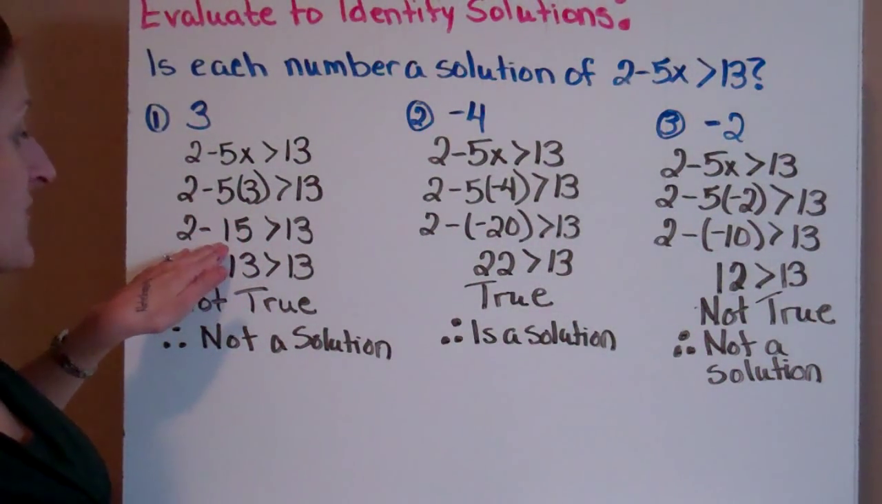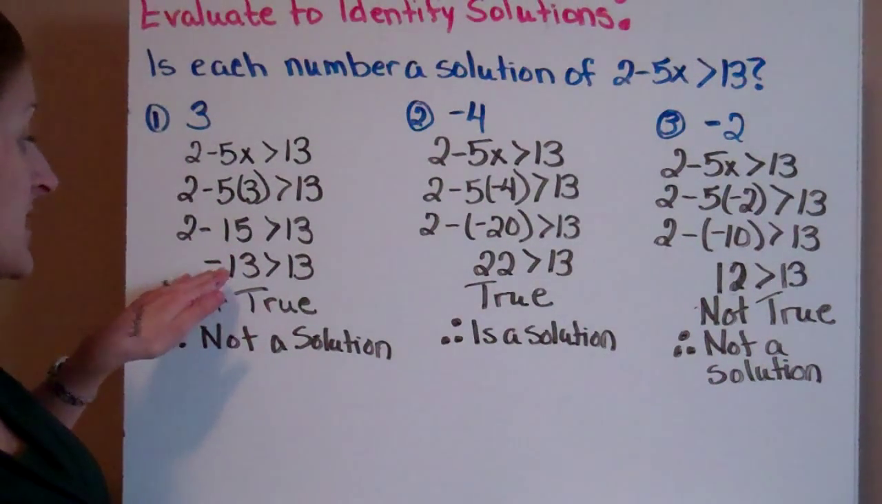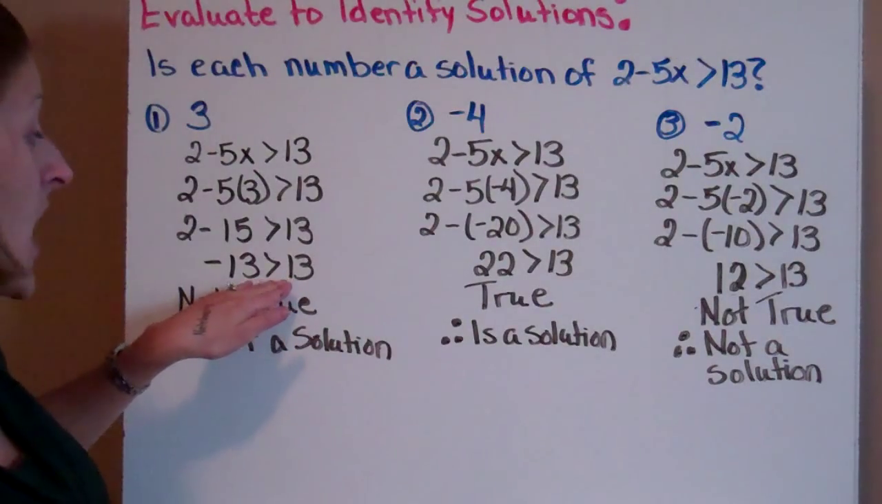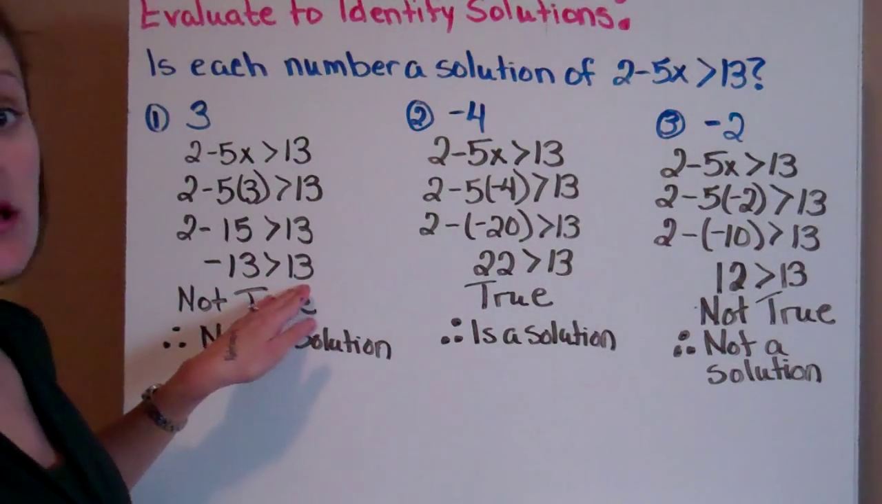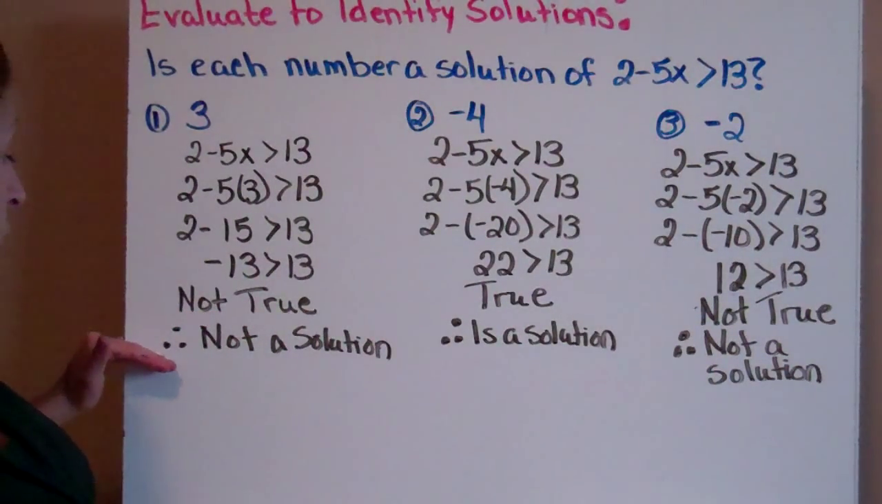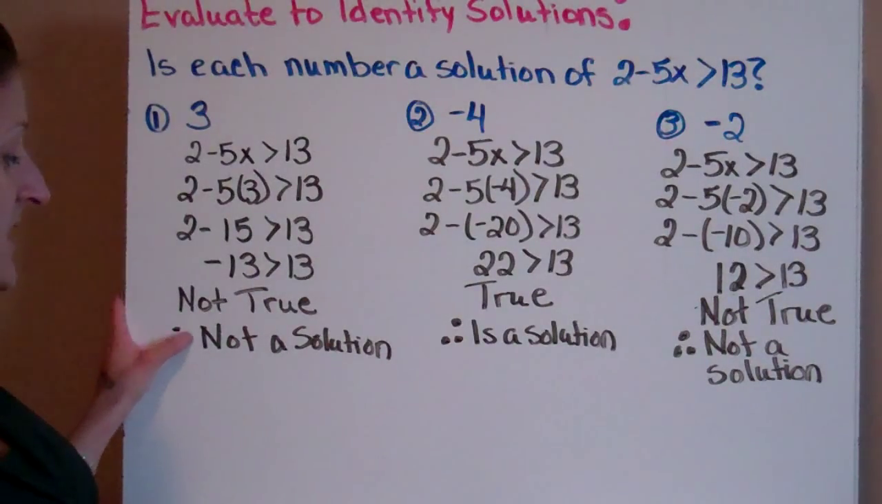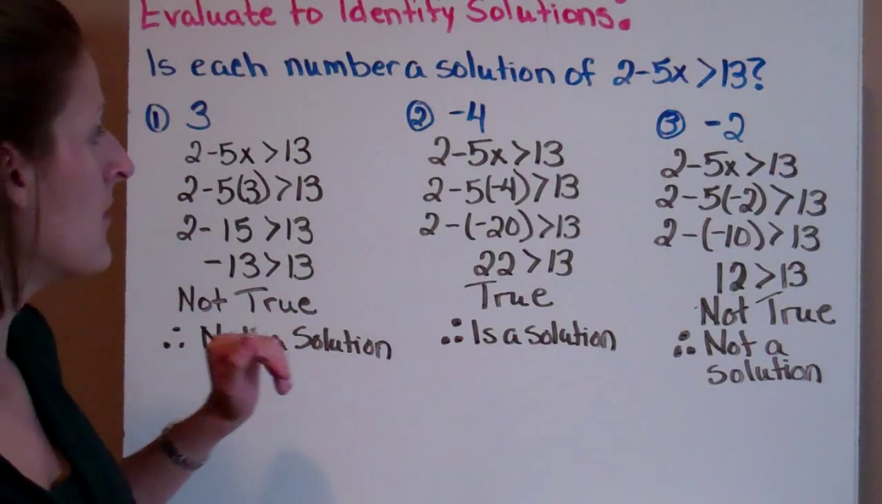5 times 3 is 15, and 2 minus 15 is negative 13. Now negative 13 is not greater than 13. It's actually less than. So this is not true. Therefore, 3 is not a solution. Those 3 dots just mean therefore.